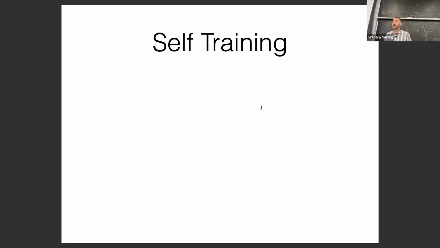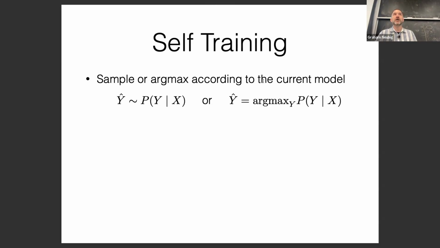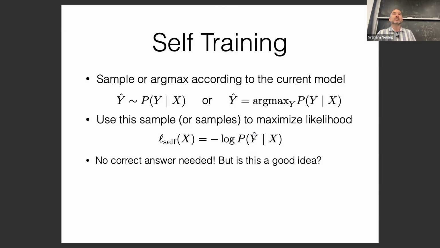Another variety of learning is called self-training. Self-training is where we sample or argmax according to the current model. So we either sample the output or we get the maximum likelihood output using something like greedy search. And then we use the sample or samples to maximize likelihood. So in the self-training objective, instead of having the gold standard output, we have the output that was sampled by the model. One interesting thing about this is we don't need any gold standard outputs. We just need the inputs.